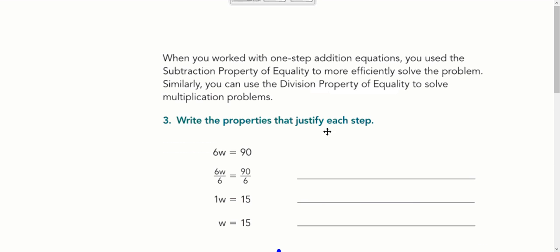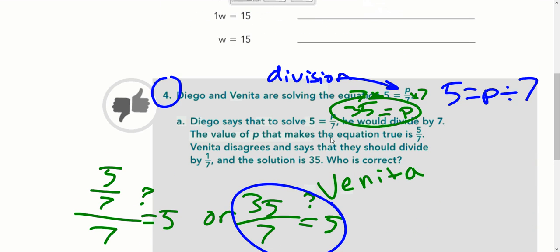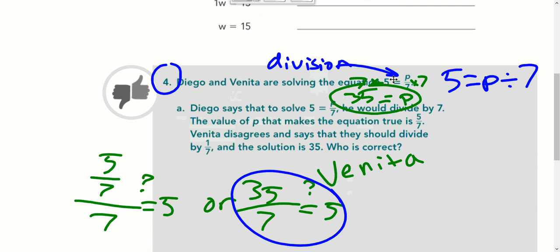Now, over here, we see a different situation. It says 5 equals p over 7. That kind of looks like a fraction. But really, p over 7 is the same thing as p divided by 7. So that bar there means division. When you have a number next to a variable, like on the previous page, it means multiplication. When you have a variable over a number, it means division. That variable is being divided by 7. So the opposite of dividing by 7 is multiplying by 7.